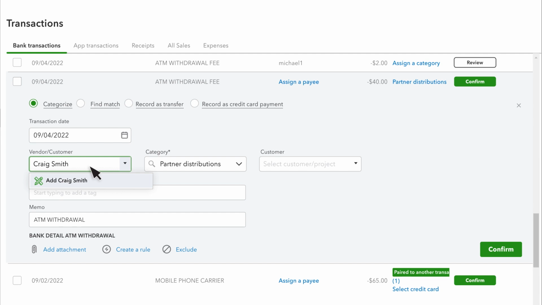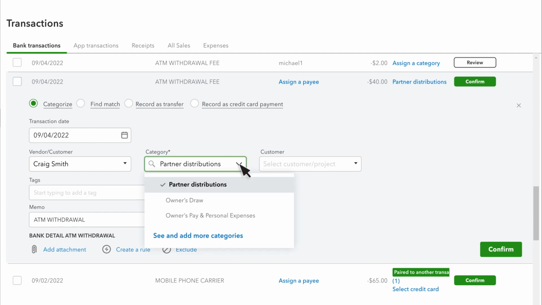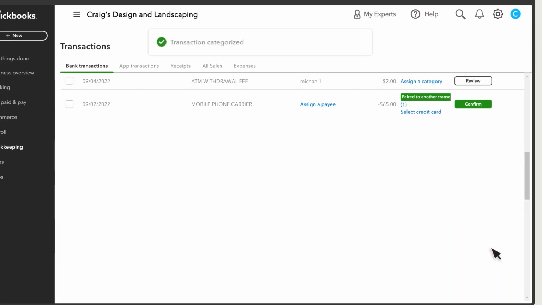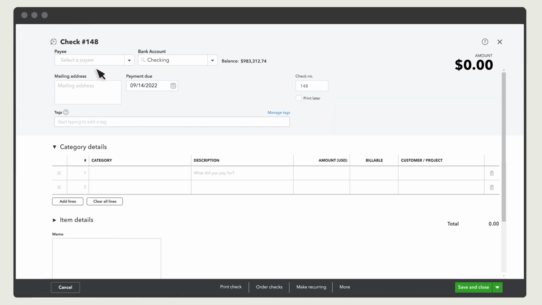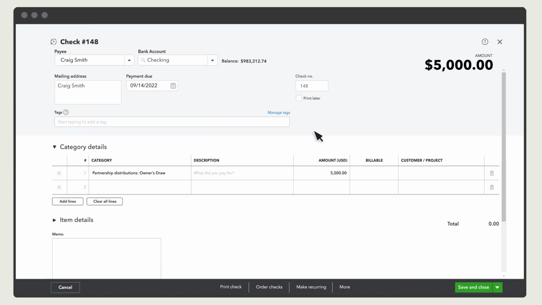When the owner pays themselves, the process is similar. If you don't see the owner's name, add them as a vendor. If the money was transferred from a business bank account to the owner's personal bank account, use an Owner's Draw equity account. If you prefer to write a check to the owner, select New, Check. Enter the owner as the payee. Then enter Owner's Draw as the category and the amount the owner wants. If this was a handwritten check, enter the number. Or if you want QuickBooks to print the check, select Print Later.